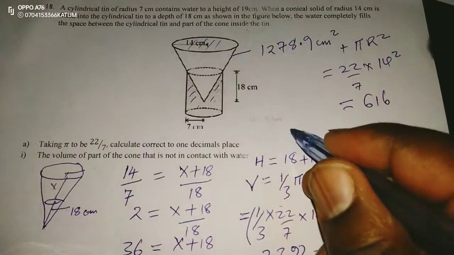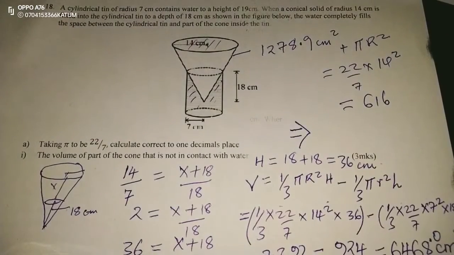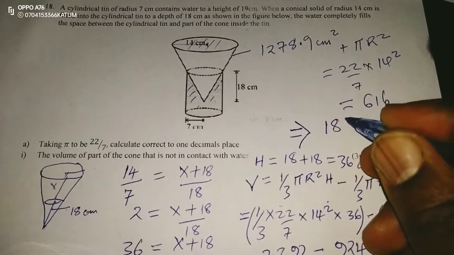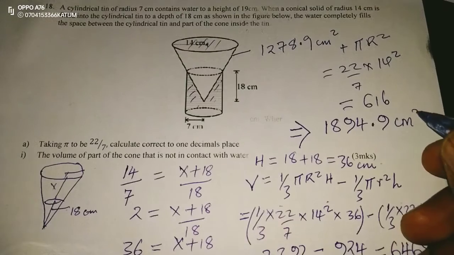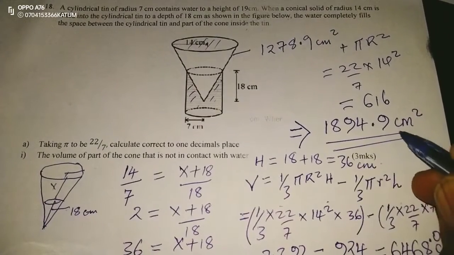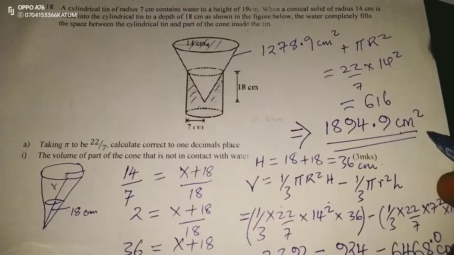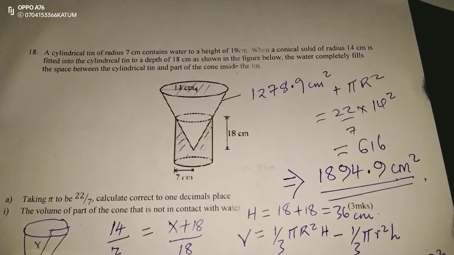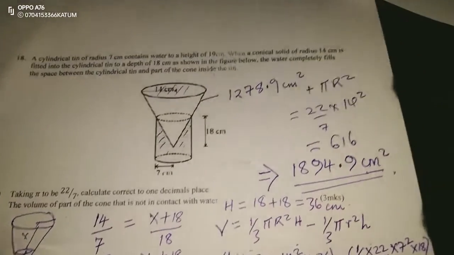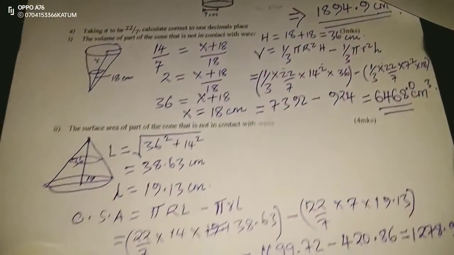So when we add to the value there, the surface area of the outer part will become 616 plus 1278.9. This becomes exactly 1894.9 square centimeters. So this is the total surface area of the part of the cone which is not in contact with water, or rather the surface area of the frustum.